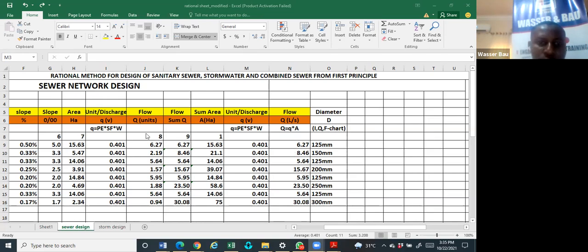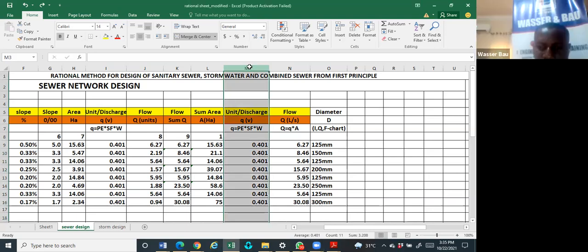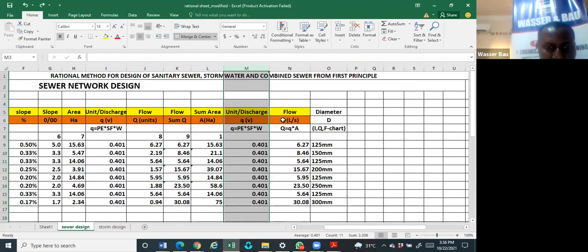Okay, let's continue. You can see if you multiply this by this, you get this. I tried deleting this one, but it's giving me an error because the cell has been fixed. So if you multiply this times this, you get this. This times this, you get this. So this is the area.